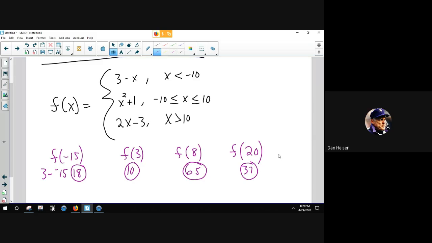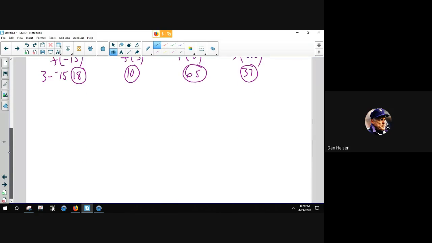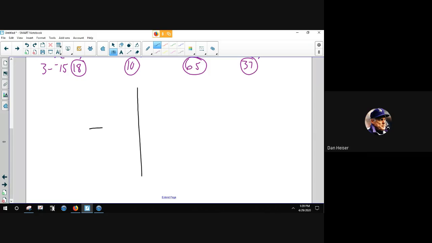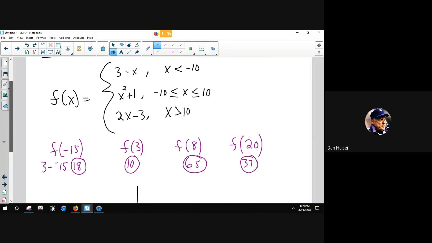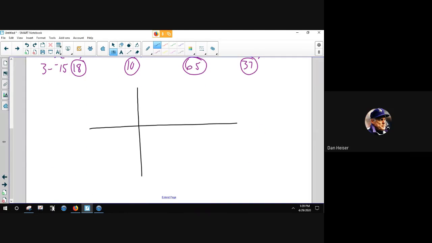And to see what this looks like on a graph, I'm going to just sketch a kind of sort of not to scale graph here. So x is less than negative 10, we have 3 minus x. So we'll say out here's negative 10. It's going to be 3 minus x.